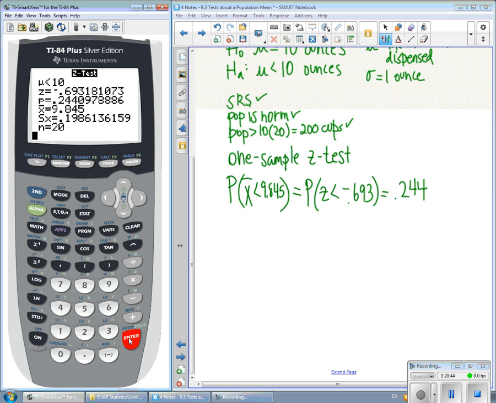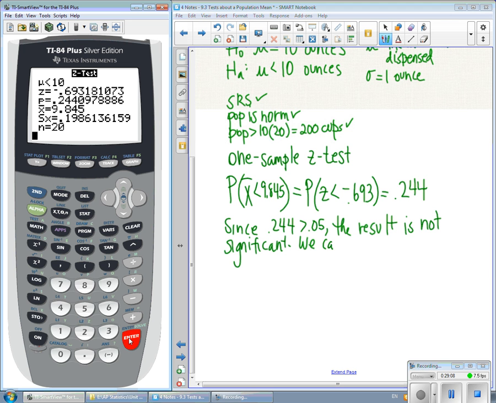And so clearly that value is not significant. It's not less than 5% at least. And so because it's not significant, what we can say is since 0.244 is greater than 0.05, the result is not significant. And remember, if it's not significant, we cannot reject the null hypothesis.